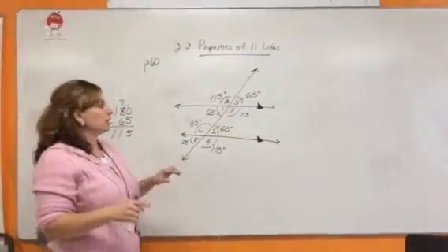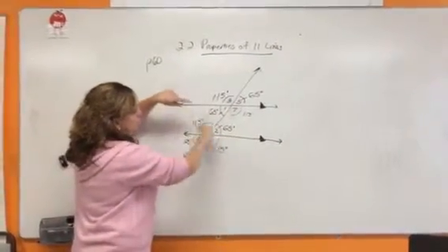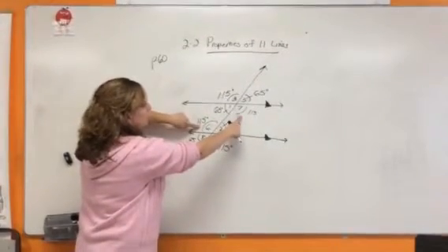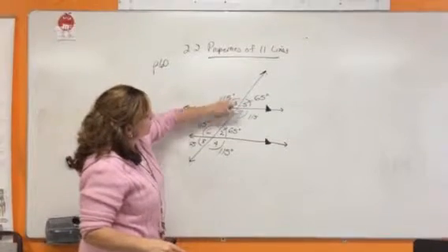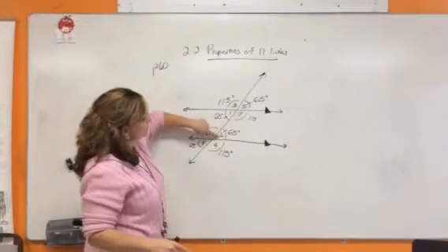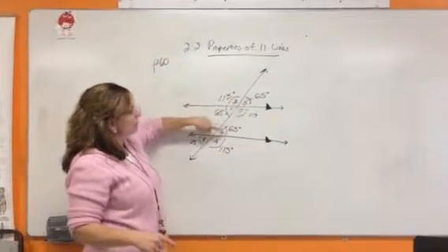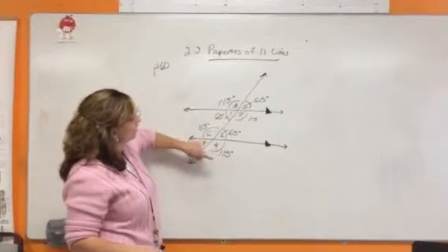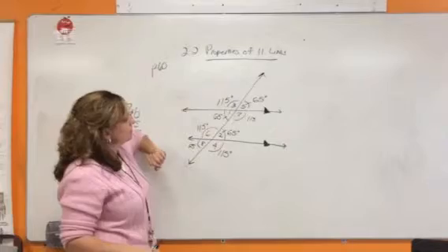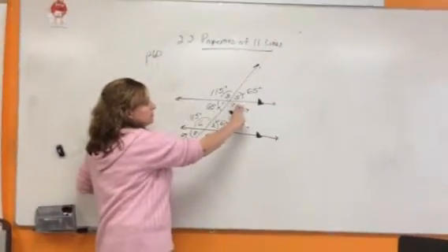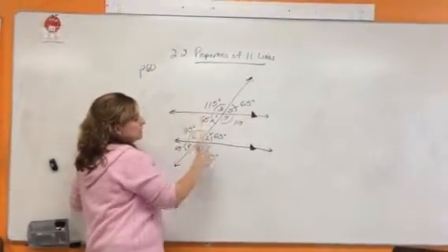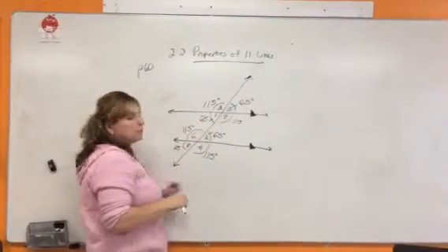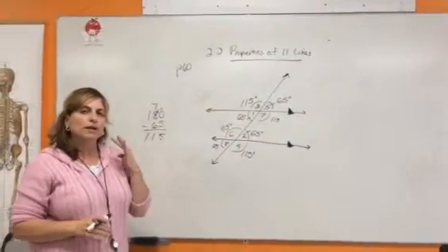So you learned about alternate interior. Notice when the two lines are parallel, alternate interior angles are congruent. Also, corresponding angles, you learned that 5 and 2 are corresponding. They are also congruent. 4 and 7 are corresponding. They are congruent. And then same side interior. These two are same side interior. These two are same side interior. What do you notice about those two angles and these two? They're supplementary.